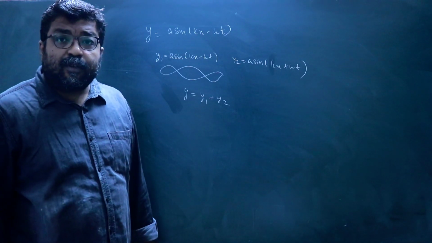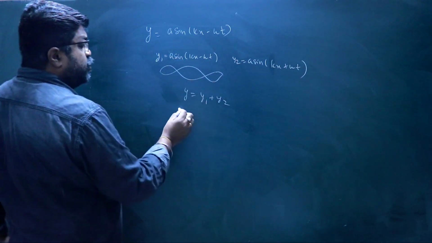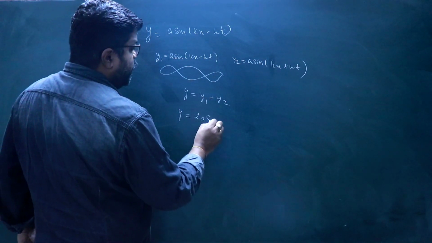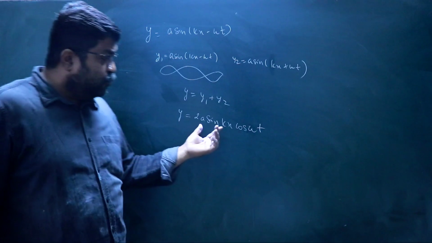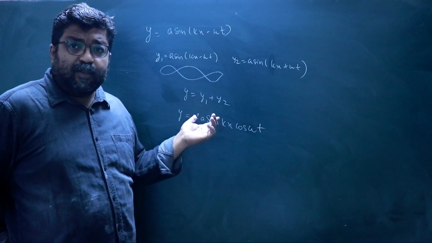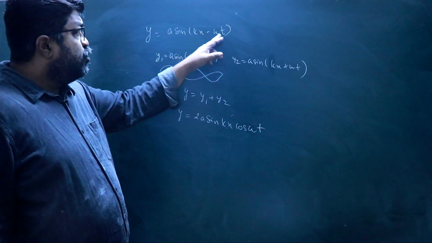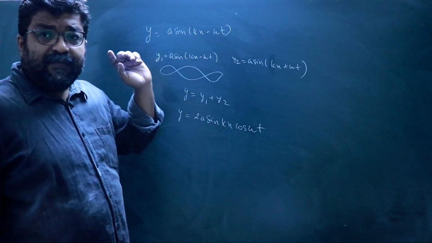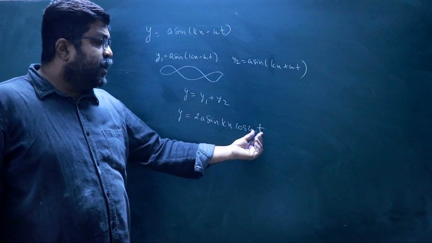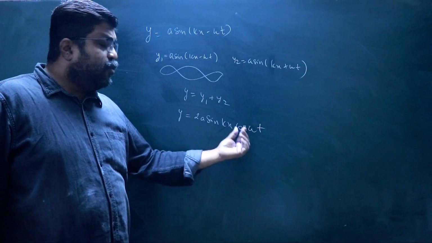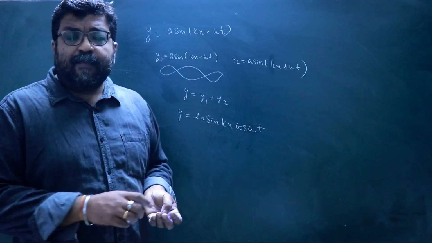This is the principle of superposition. So if you add these two equations, we get y equal to 2a sine kx cos omega t. This equation represents a stationary wave. What is the difference between this equation and the progressive wave equation? In the progressive wave, kx and omega t occur together within the sine function. Instead of sine you can have cosine also, but they occur together. But here kx is with sine and omega t with cos, two different trigonometric functions. That is the identifying mark for a stationary wave.